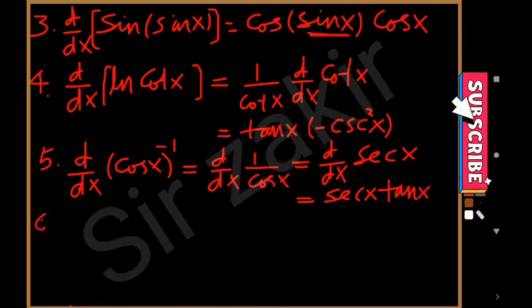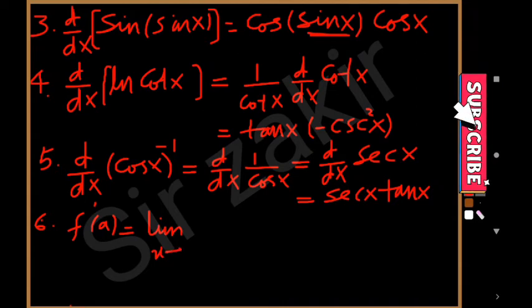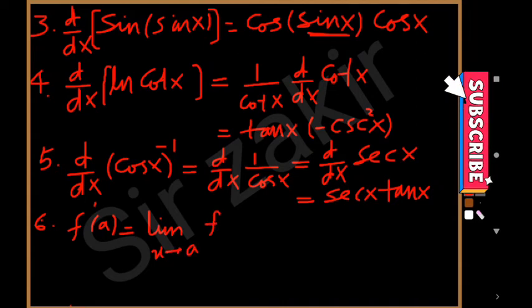Number 6: what is f prime of a equal to? f prime of a is equal to the limit as x approaches a of f of x minus f of a divided by x minus a.